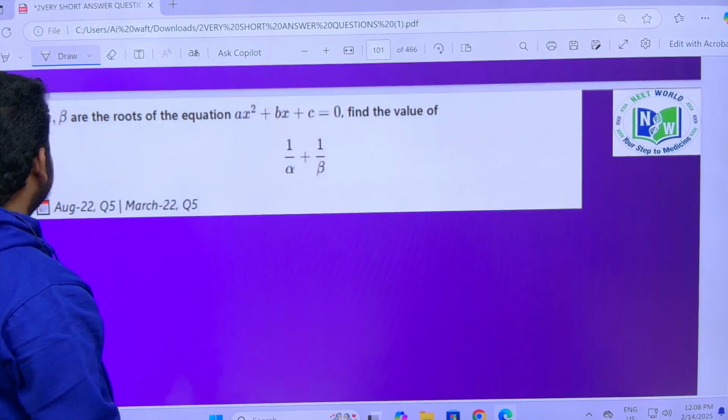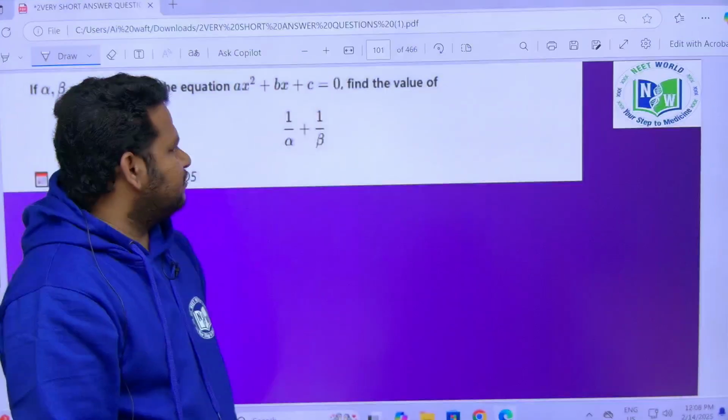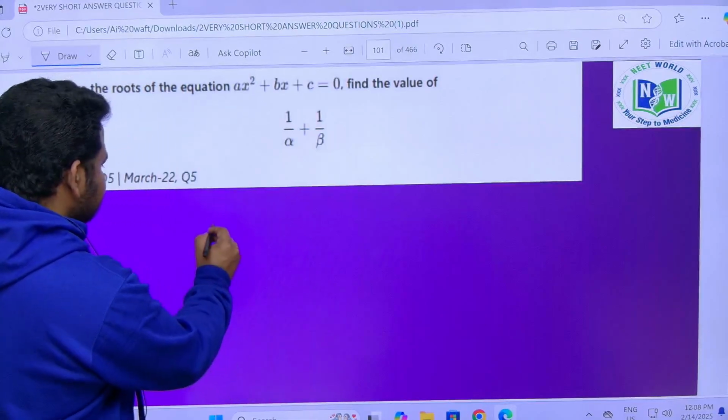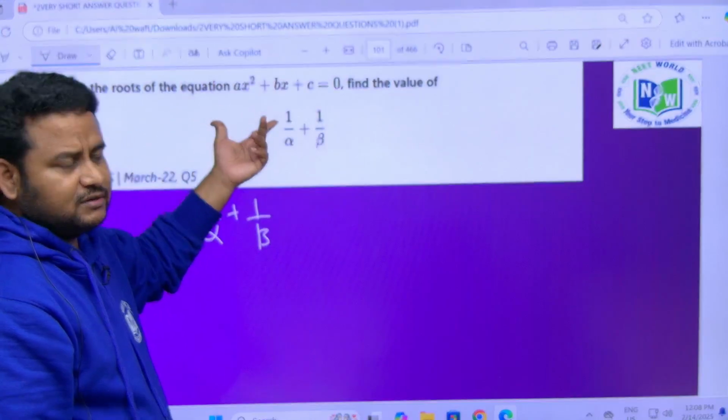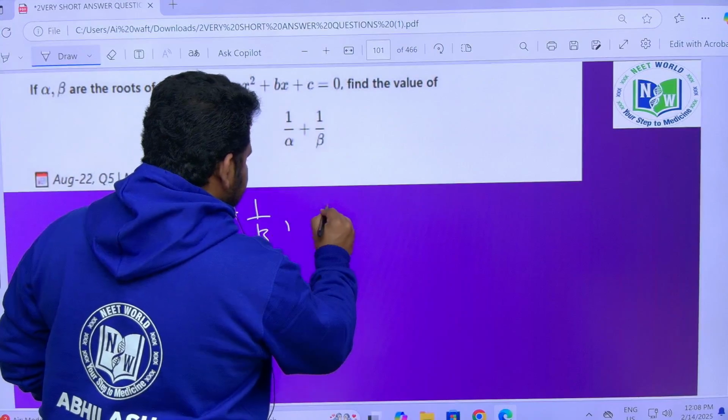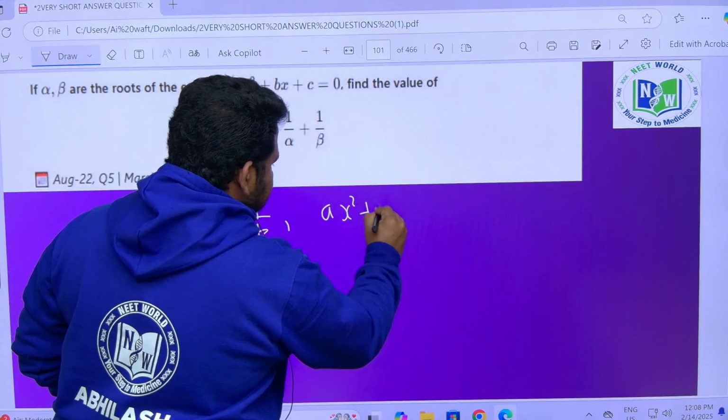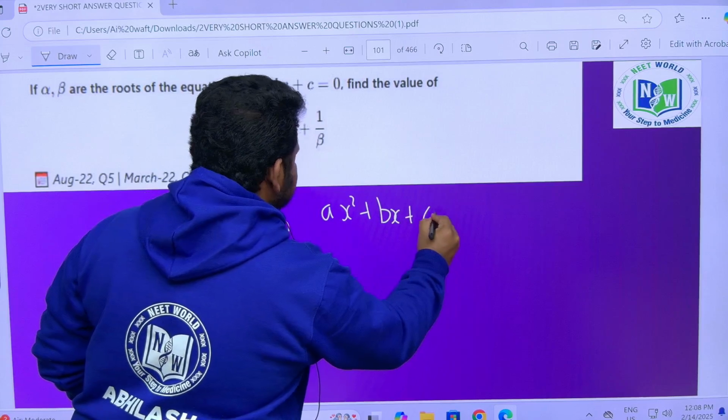See, they are telling, if alpha and beta are roots of the equation ax square plus bx plus c, find the value of 1 by alpha plus 1 by beta. They are asking us to find the value of 1 by alpha plus 1 by beta, where alpha and beta are roots of the equation ax square plus bx plus c is equal to 0.